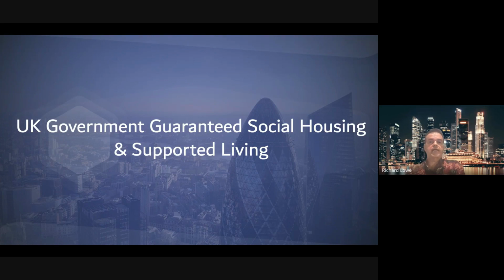The difference with UK government guaranteed social housing and supported living is that the UK provides free housing for special needs people who go through a strict vetting process. So there is a significant difference between an HDB property that you're buying to get onto the property ladder and free housing for a special needs, vulnerable person. I hope that clarifies the difference, because in sharing this, I've found that people often make the assumption that it's the same as an HDB.